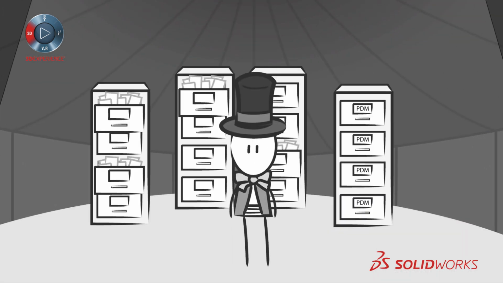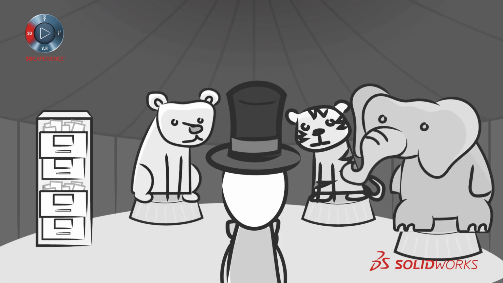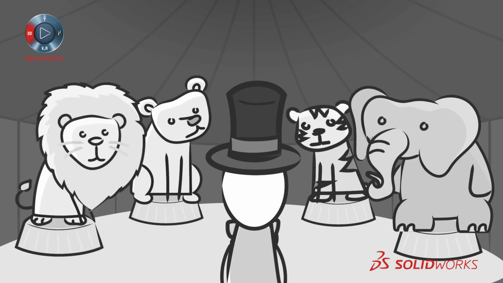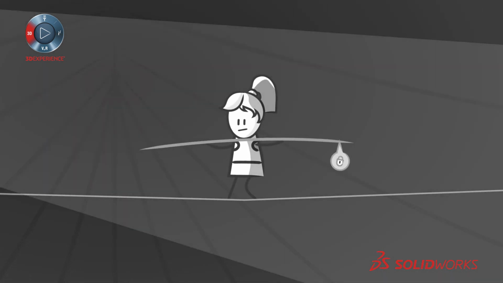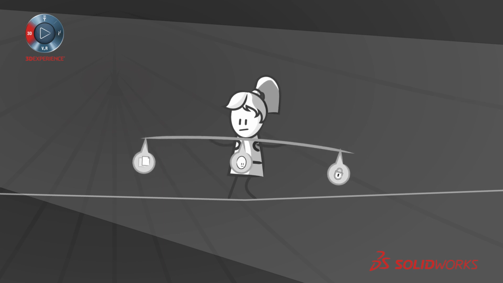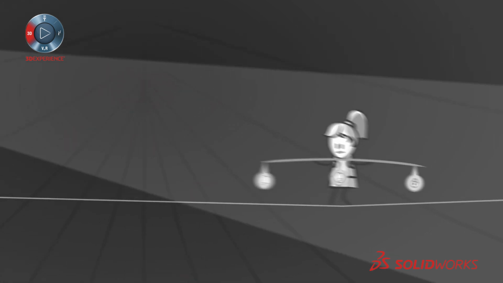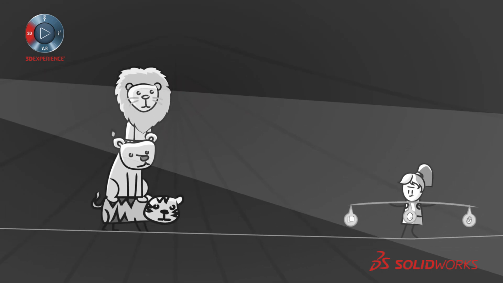You're the ringmaster, and like wild animals, your file management, project management, process management, and bill of material data all need to be tamed and made to work together. PDM seamlessly integrates secure storage, version control, and team collaboration for your file data. But what about project management, process management, and bill of material data?